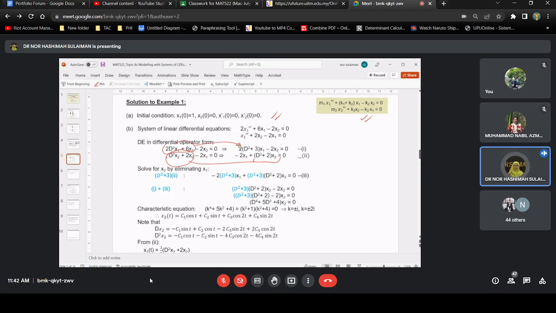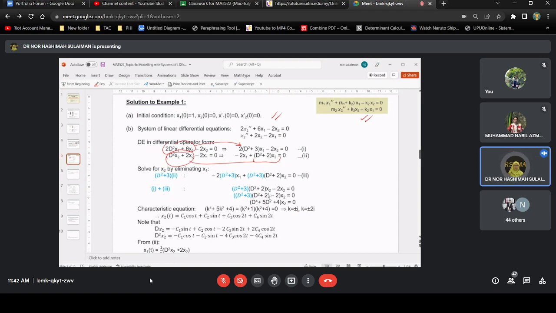Dia tak ada, yang atas ada 2. Ada d squared plus 3, but the second equation does not contain d squared plus 3. So we apply the operator on each term of equation number 2. You end up getting this one, and then I add up the equation number 1 and number 3. Number 1 yang ini saya tambahkan dengan number 3 yang ini. So the term containing the x1 disappear, right? So the remaining term would be d squared plus 3, d squared plus 2, then minus 2x2 kat sini, alright?